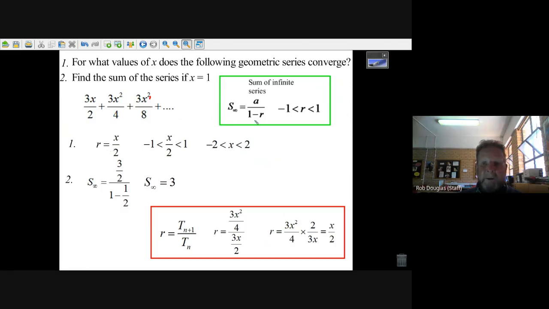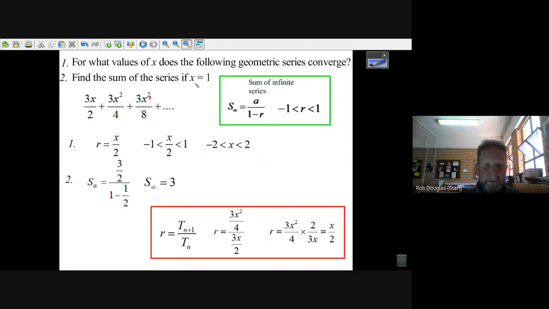And then all you have to do, in this little formula for the sum of an infinite series, the condition is r is less than 1 and greater than -1. So instead of r, you put x over 2. You multiply everything in the inequality by 2, and you get the values of x for which this series will converge: x is less than 2 and greater than -2.